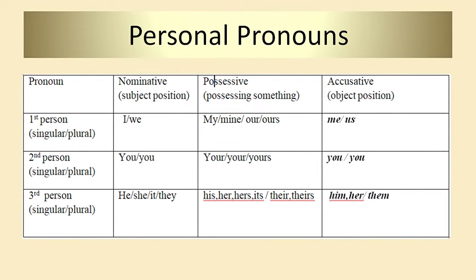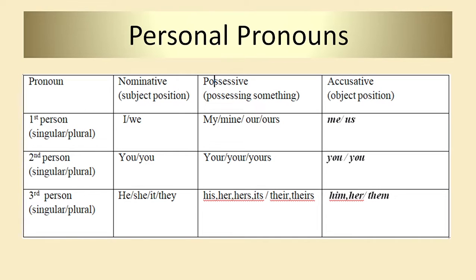Personal pronouns can be used in the subject position, like in the first person, I and we, second person, you, and third person, he, she, it, they. For example, I am teaching. You are listening. They are writing.